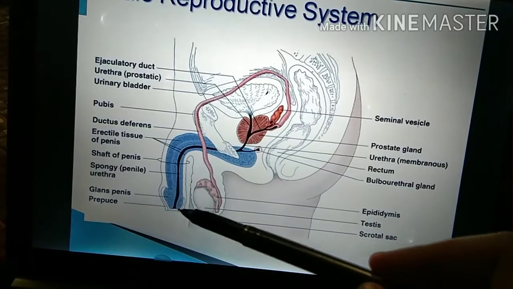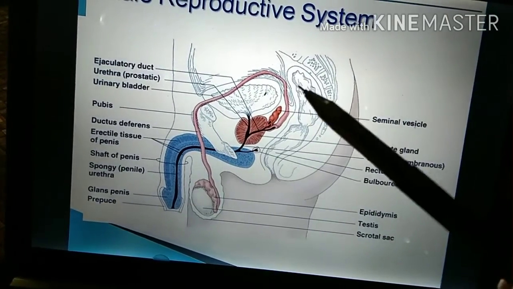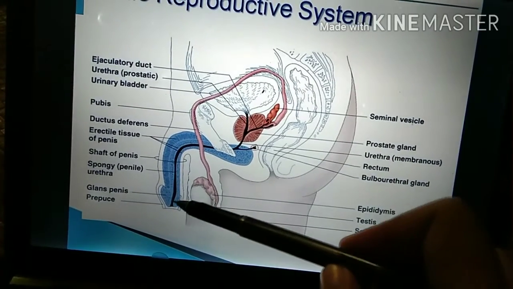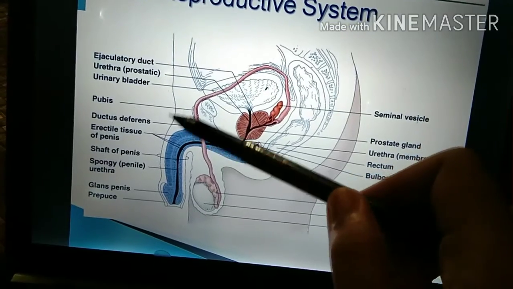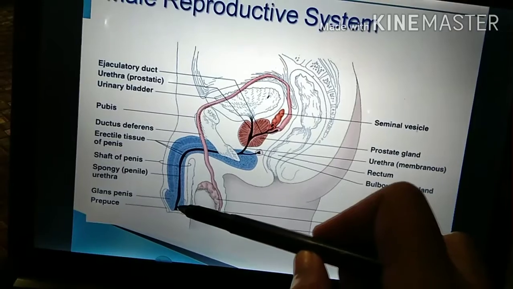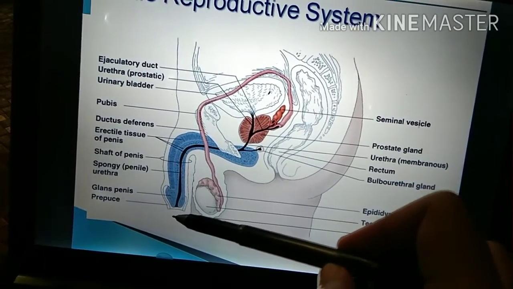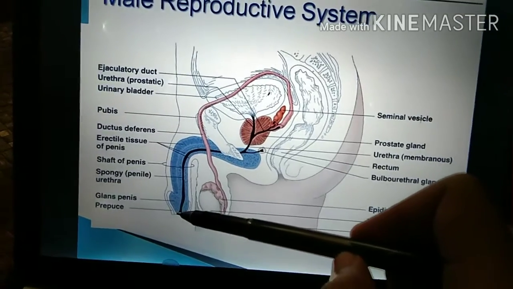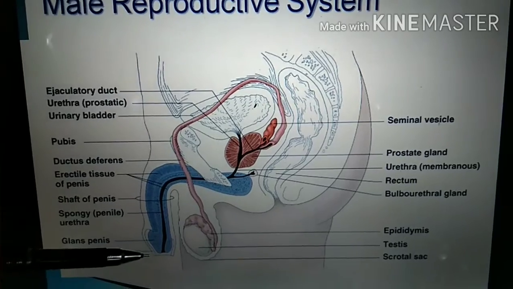The opening of the urethra, the tube that transports semen and urine, this is the urethra, is at the tip of the penis, this area. And the glans of the penis also contains a number of sensitive nerve endings. The prepuce, this is the foreskin of the penis.